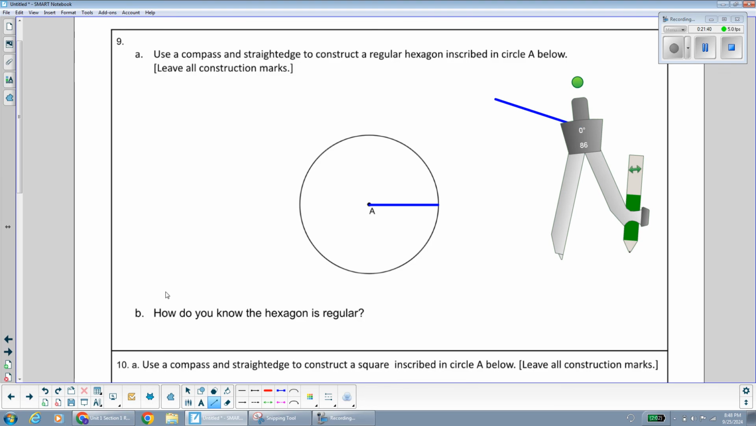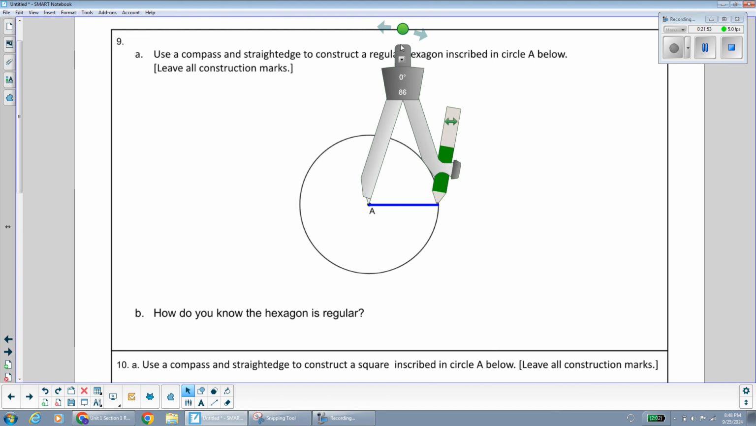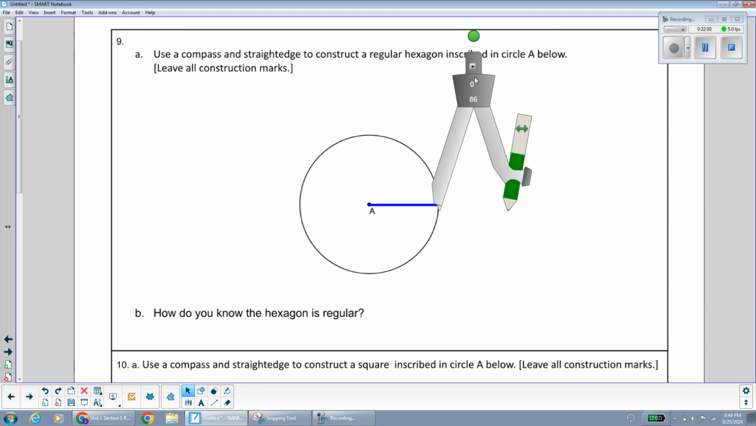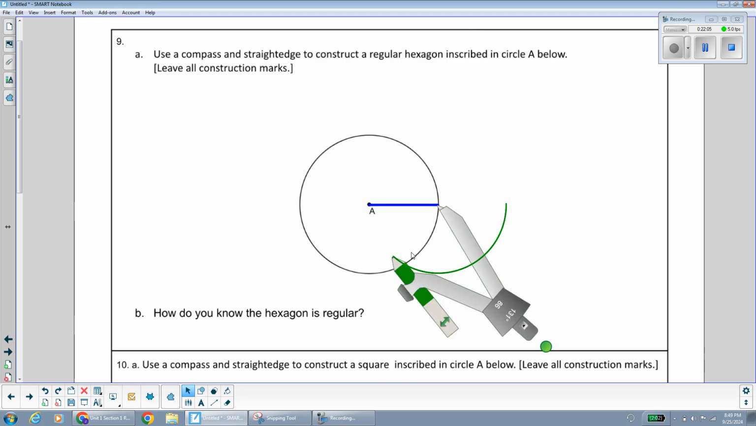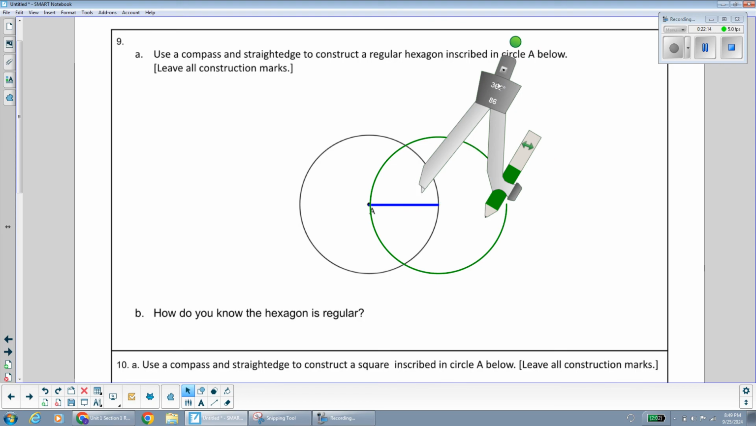Okay. Let me try to get that measurement again now. I think that's as accurate as I'm going to get. I'm going to go over to where the radius touches the circle. And I'm swinging a circle. That's the length of the radius I just measured. There's an intersection point here and one here. We're going to go over to both. It doesn't matter the order.